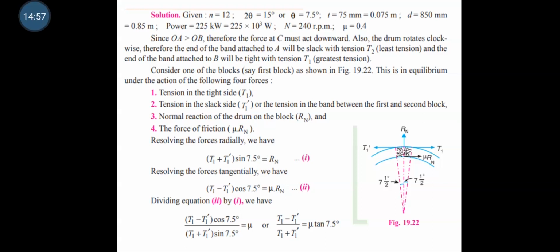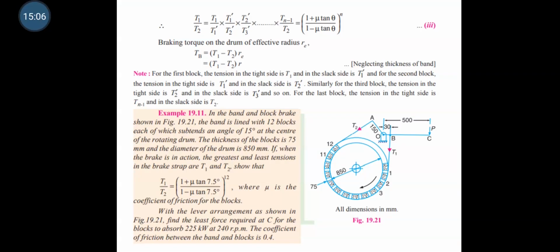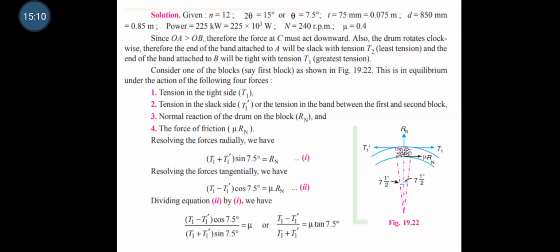Let's find which one is the tight side and slack side. In this condition, T1 is the tight side and T1 dash is the slack side for the first block, and Rn is the normal reaction, with the force of friction mu into Rn. First, resolving the forces radially, (T1 plus T1 dash) into sine 7.5 degrees is equal to Rn. So equation number 1. Now resolving the forces tangentially, (T1 minus T1 dash) into cos 7.5 degree is equal to mu into Rn. It is equation number 2.